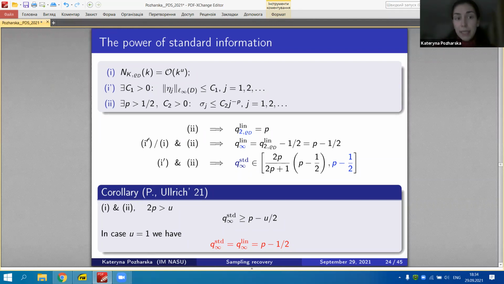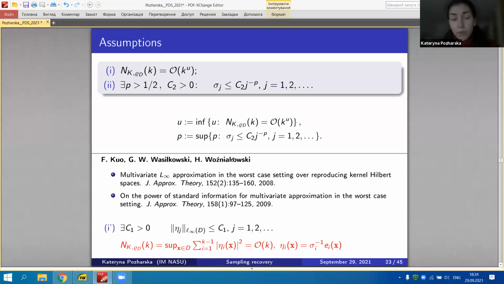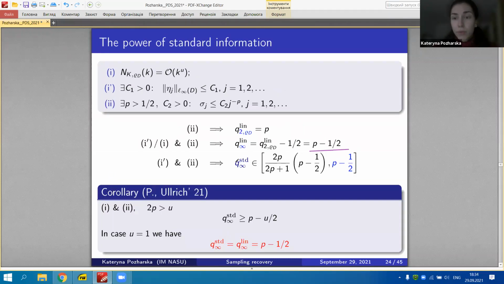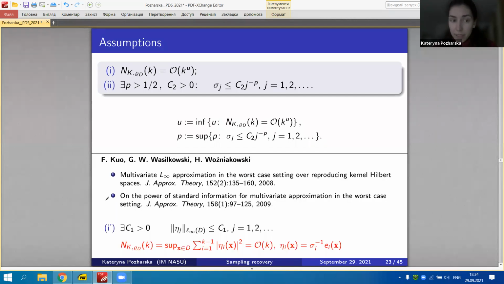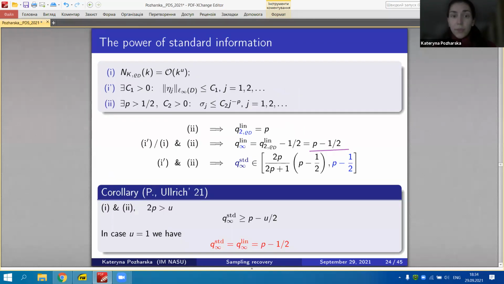And if conditions one prime and two hold, so here we need this Christoffel function, then when we move from the L2 case to the L infinity case, we lose one half in the optimal order. It was shown in the first paper by Kuo, Wasilkowski, and Woźniakowski. When we move to standard information, the following result was proved in the second paper by Kuo, Wasilkowski, and Woźniakowski. They got the bound for the power of standard information in the uniform norm.